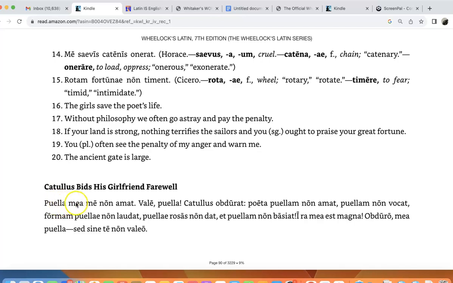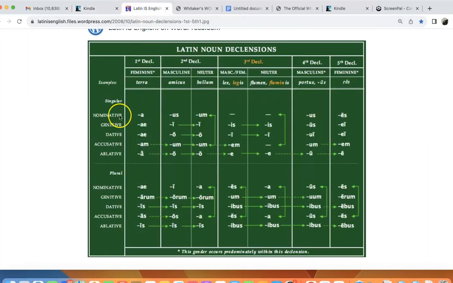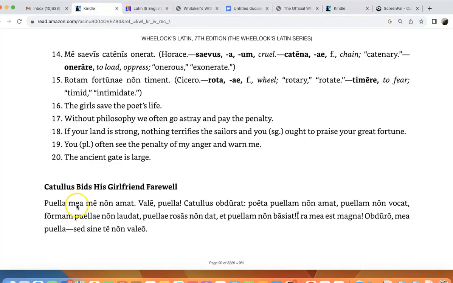So, puella mea means my girlfriend, and then does not love me. Remember, Latin doesn't use do or does, so this is a good example where we probably have to put the does. So, my girl does not love me. And so we've talked how puella is the subject. So, puella mea. Once again, Latin tends to put my, your, his, her after the noun. Me, just like our word me comes from Latin, and then does not love me.